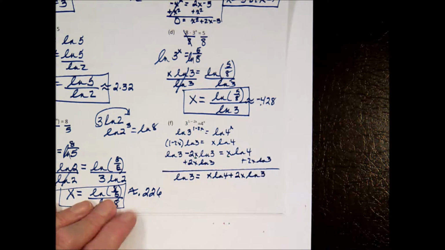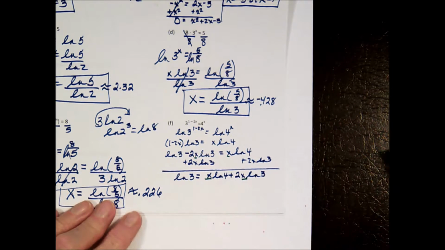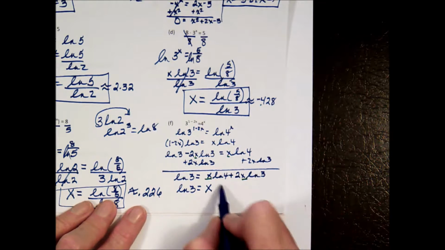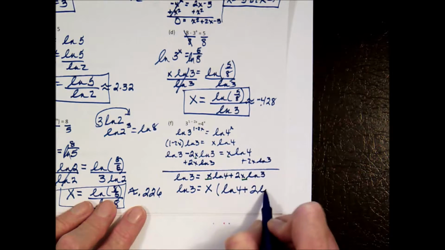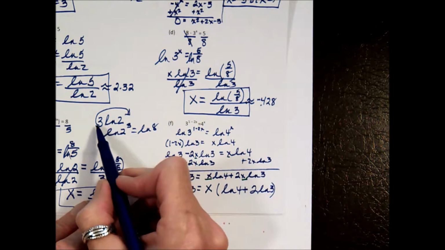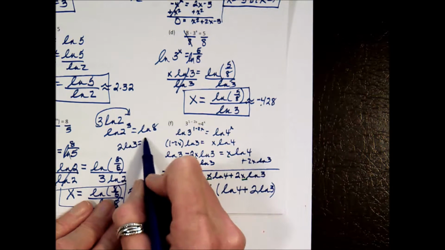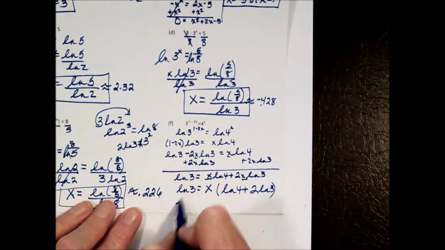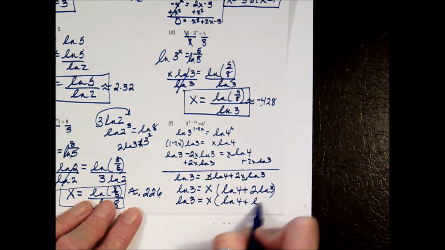Now, what do you always do when you are trying to solve for a variable and you have two of them and you want to get down to one? You factor. So factor out the variable that you are looking for, and you're left with ln of 4 plus 2 ln of 3, which we just did right here. So 2 ln of 3 is ln of 3 squared, or ln of 9. So I have ln of 3 equals x times ln of 4 plus ln of 9.